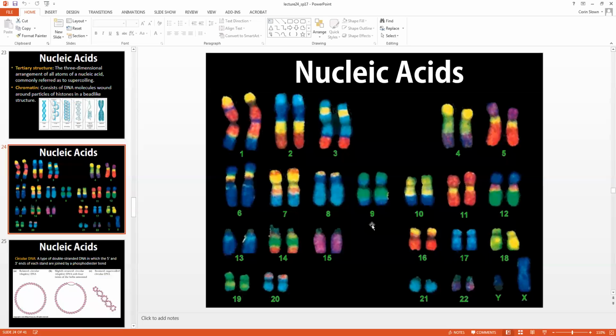These are shown here. Notice the colored regions are applied color to help differentiate regions of alleles, right, or regions of genes that are close in proximity to each other.